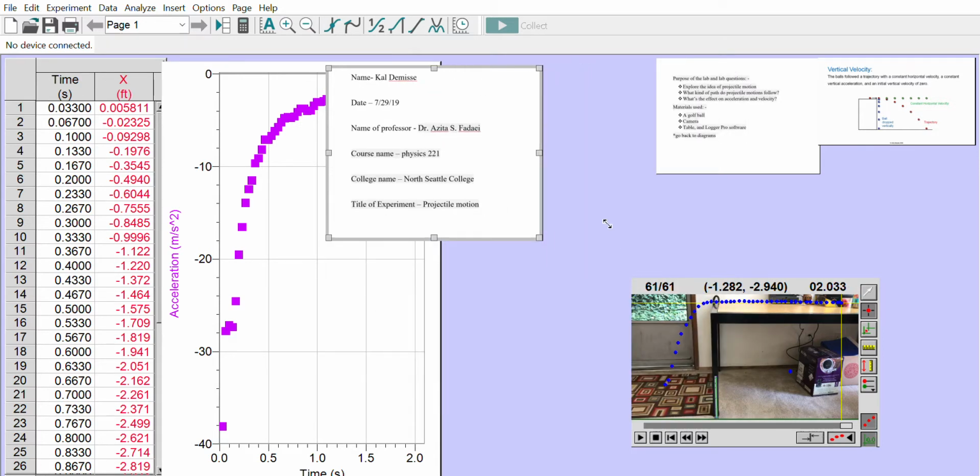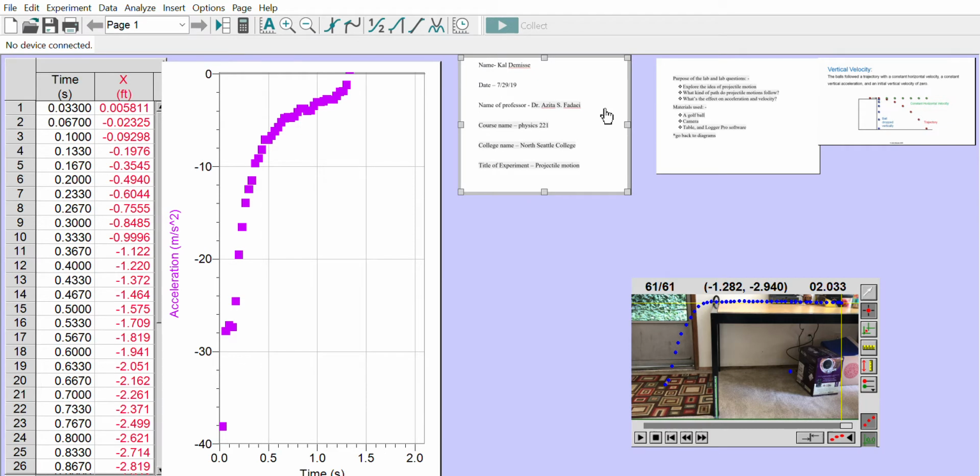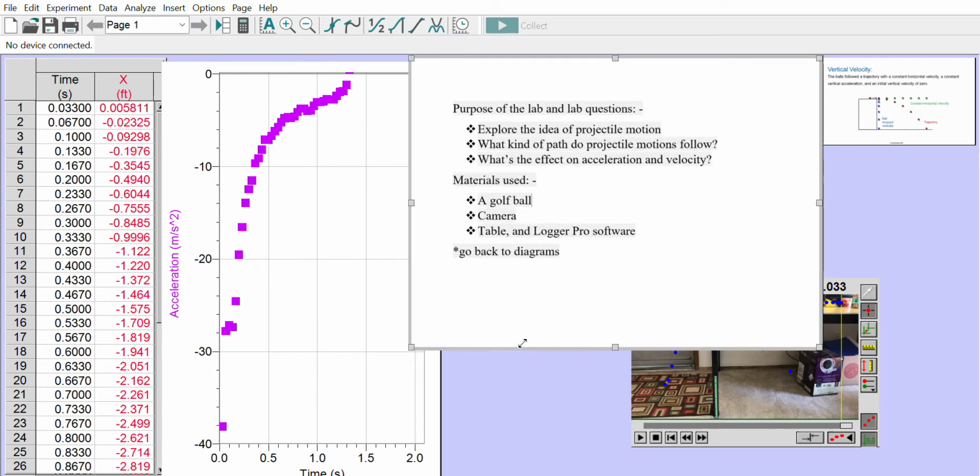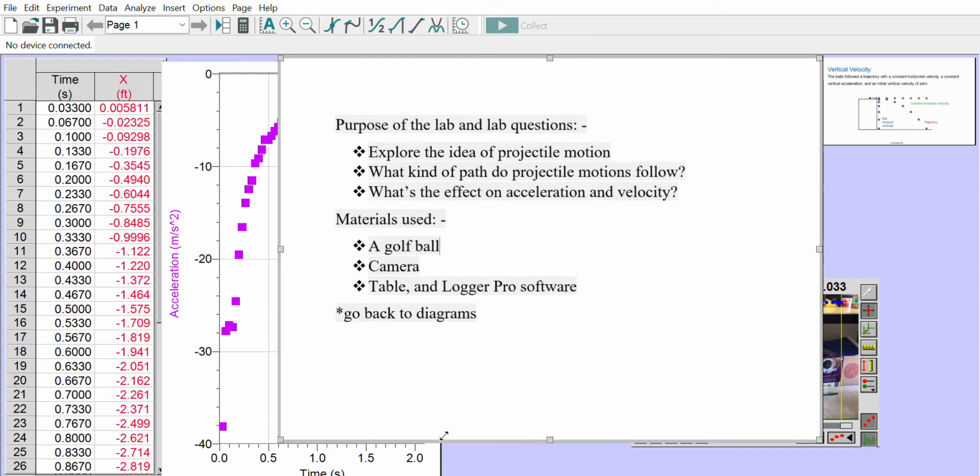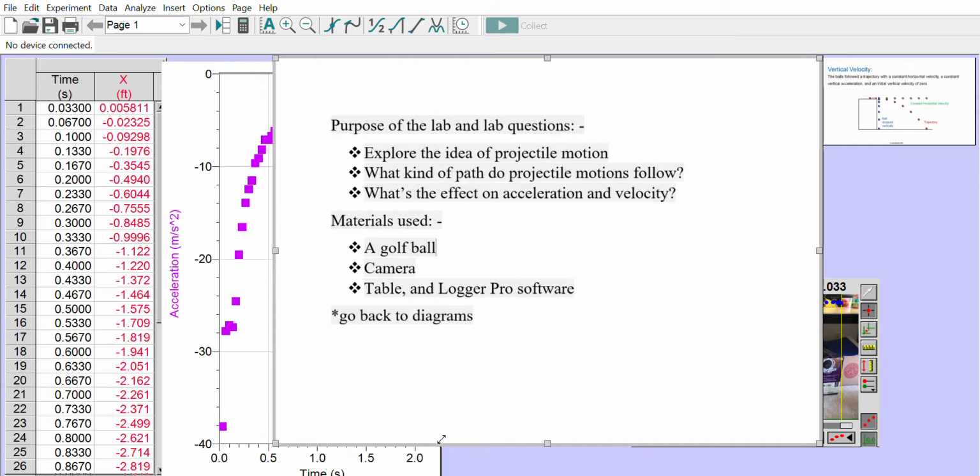Before doing the experiment, I wrote down some questions that I wanted to answer. Sorry, I do have a bit of a cold, so I might cough or sneeze. So sorry in advance. And here it goes.